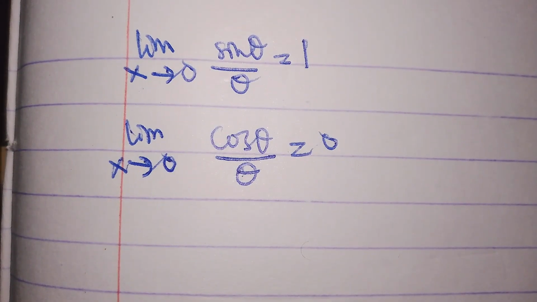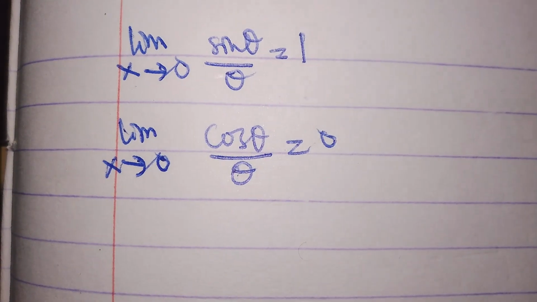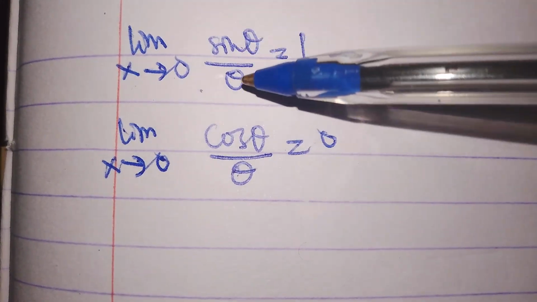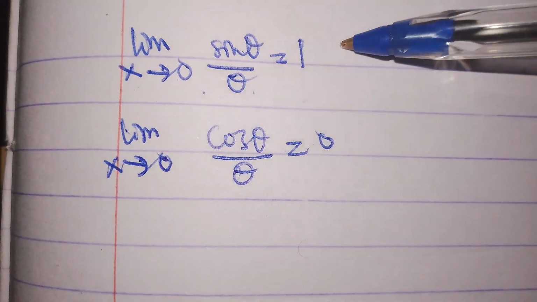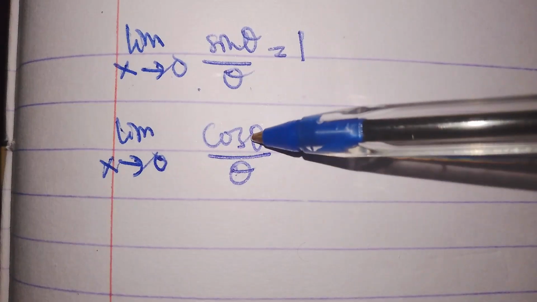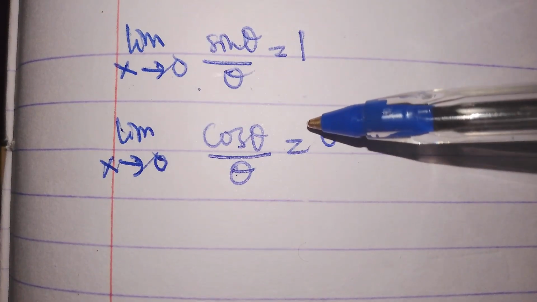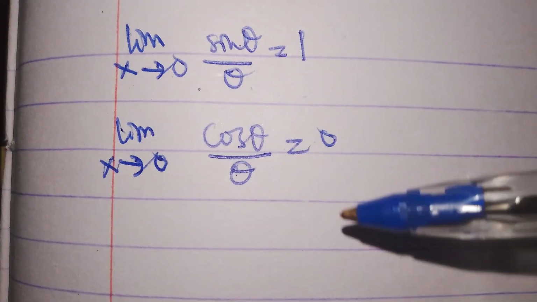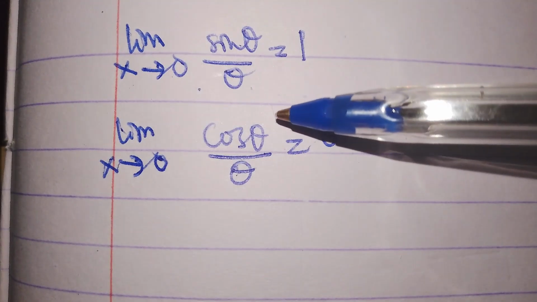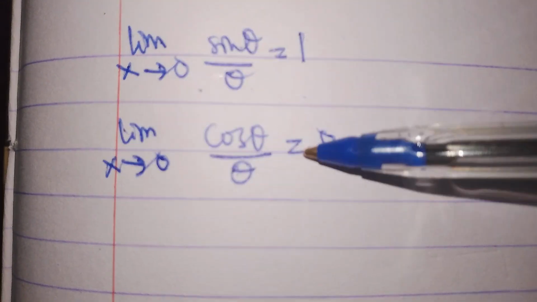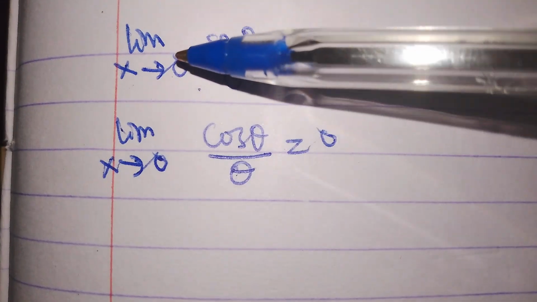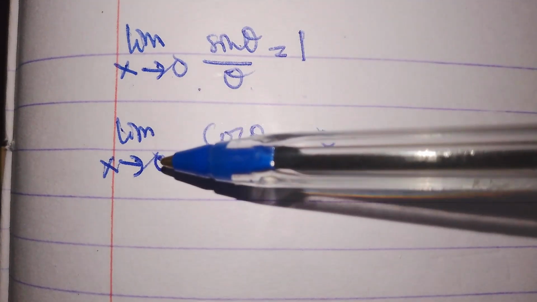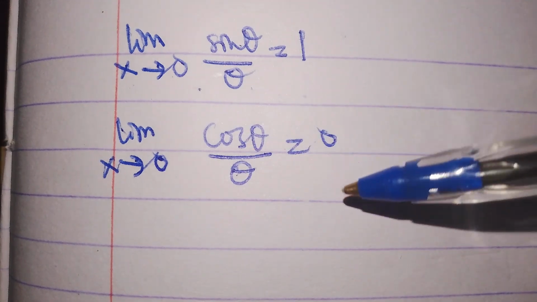Okay, so in this lesson we have the limit as x approaches 0 of sine theta over theta, which is equal to 1, and the limit as x approaches 0 of cos theta over theta, which is equal to 0. Many students see these in their textbooks and ignore them. There's a way to evaluate and prove how the limit of sine theta over theta is equal to 1, and the limit of cos theta over theta equals 0.